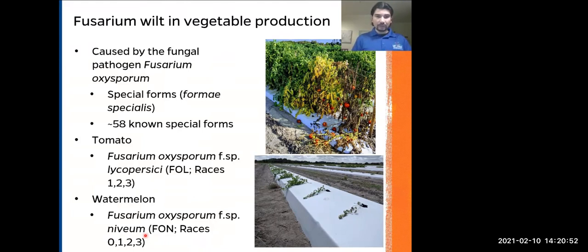In certain conditions, you'll see the mycelium coming out of the crown, which looks white, kind of like snow. I'm going to call this FON from here on out. And the races here, there are 4 races: 0, 1, 2, and 3. Again, they arise as a result of our cultivation because we're building resistance against them.